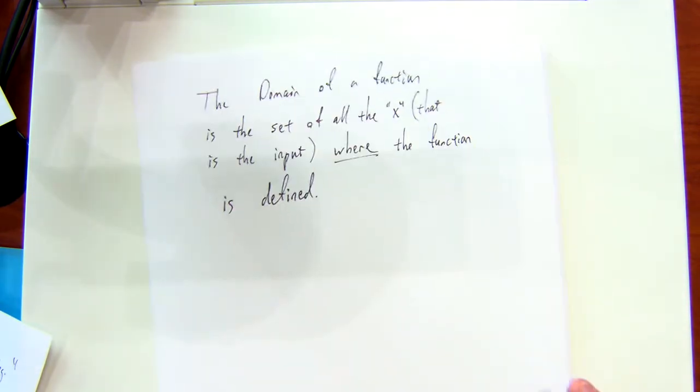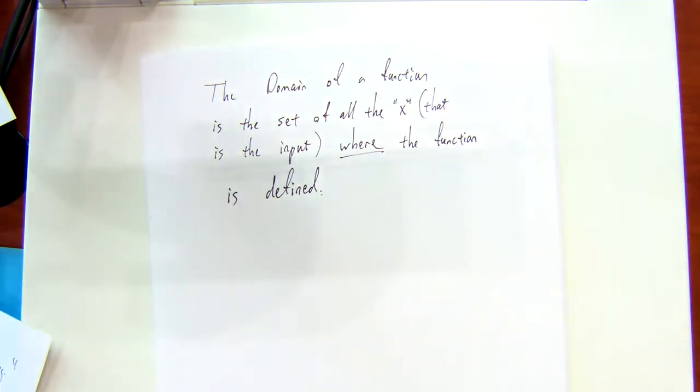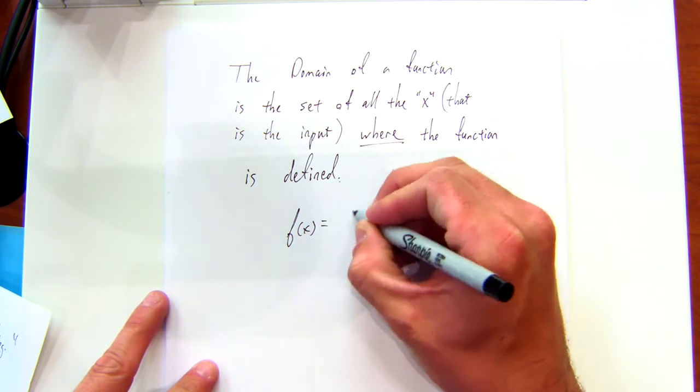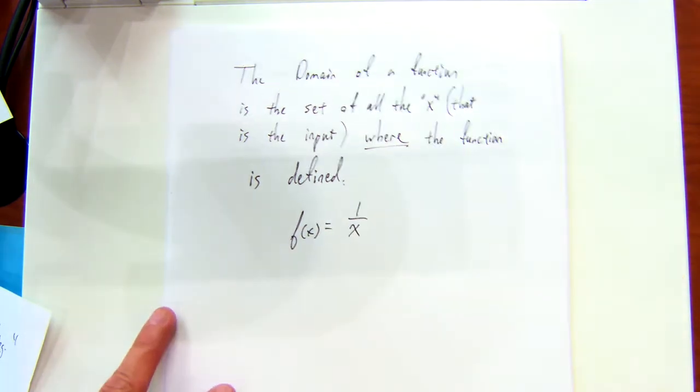Okay, now what do I mean by that? So there are some functions or there are some mathematical things that we cannot do. Like what? What's the cardinal rule? You can never divide by 0. Okay? If you do, then things are undefined. So let's look at this function. F of x is equal to 1 over x.